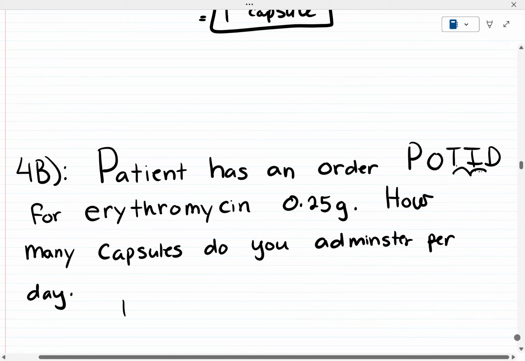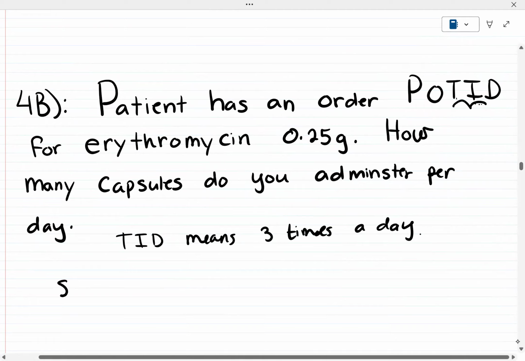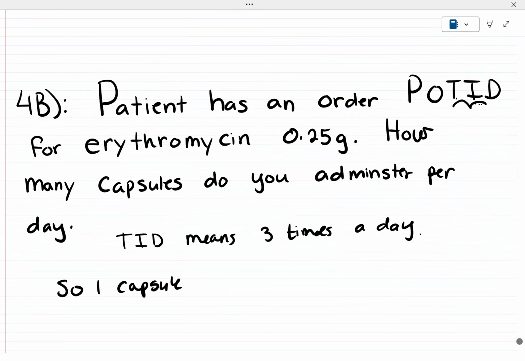TID means 3 times a day. So every dose is 1 capsule. So 1 capsule is 3 times a day, right? So 1 cap because TID means 3 times a day. So what's 1 times 3? It's gonna just be 3. So that's gonna be 3 capsules.